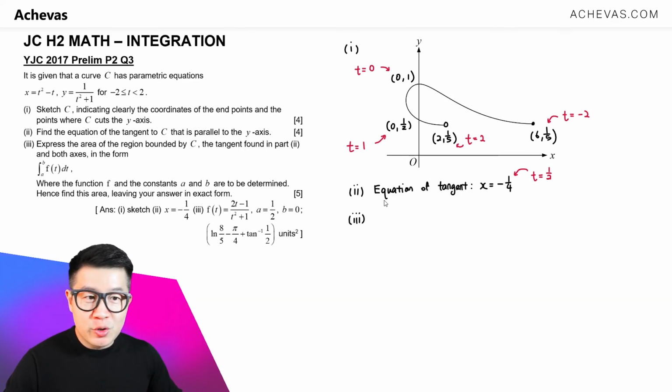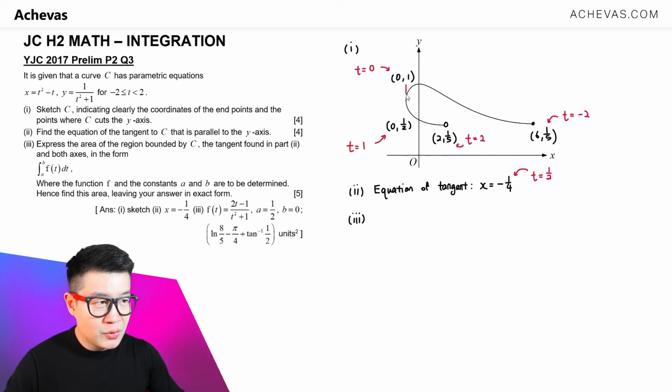The first thing that we should try to do is to identify the region that the question is talking about. It is the region that is bounded by the curve C and the tangent that we found in part 2. And for this tangent, x is equal to minus 1/4. It is going to be parallel to the y-axis. So it is a vertical line that is on the negative x-axis side. So if it is supposed to be tangent to the graph and parallel to the y-axis, I believe that the tangent should be somewhere here.